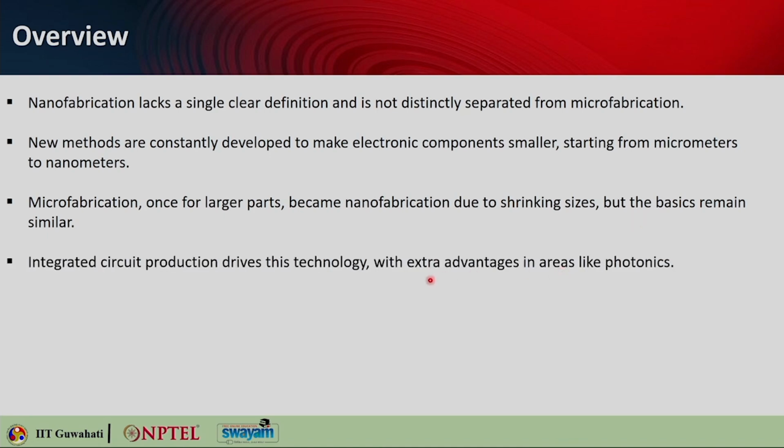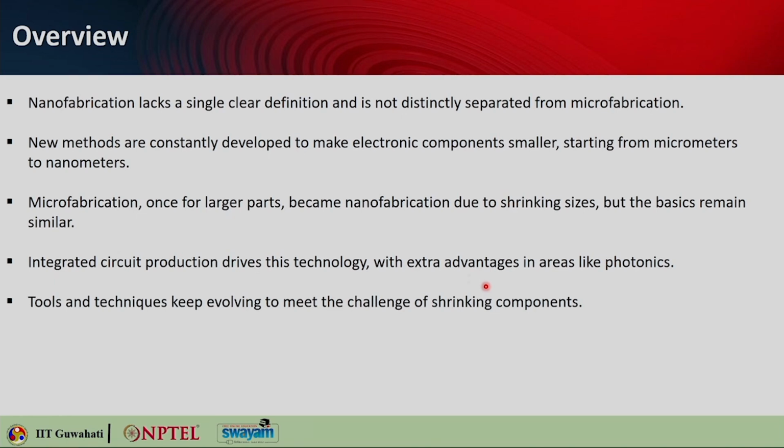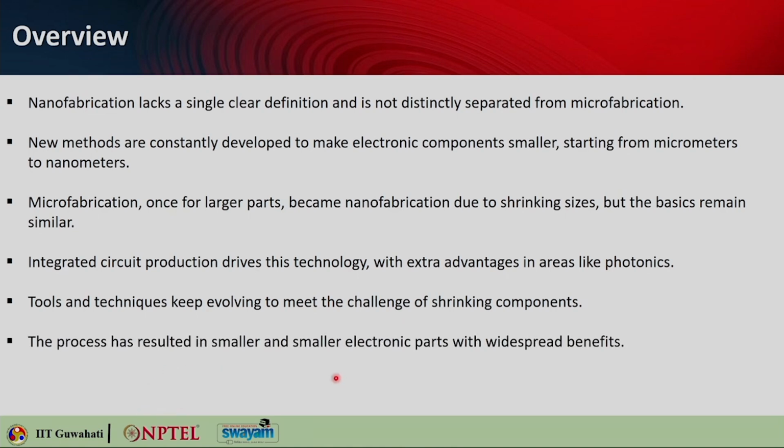Now, integrated circuit production drives this particular technology, and it provides extra advantages in areas like photonics. Tools and techniques keep evolving with time. There is constant research and updating going on to make the process more robust, so that there are fewer fabrication errors and the yield increases, and there are also challenges coming from the continuous shrinking of component sizes. The process has resulted in smaller and smaller electronic parts with widespread benefits. That is why you see all these devices becoming very lightweight, small and compact these days. That is because of the advancement in nanotechnology that allows scientists and engineers to fabricate structures which are really small.